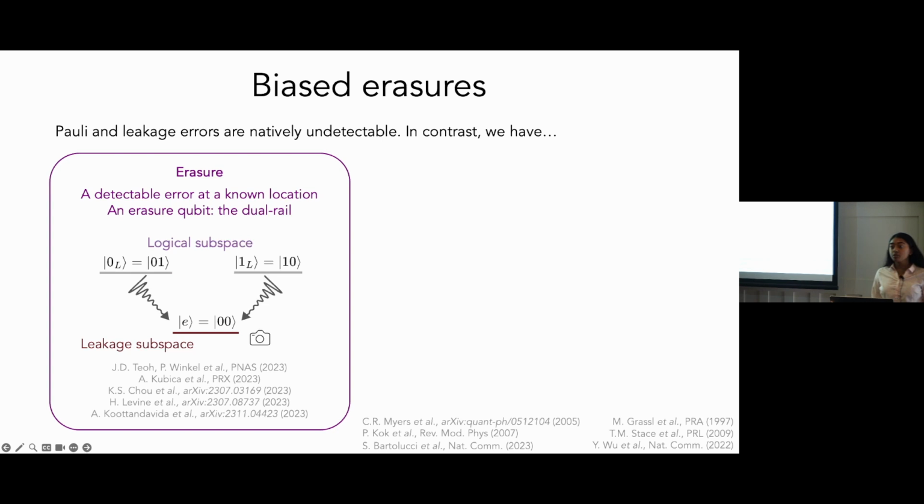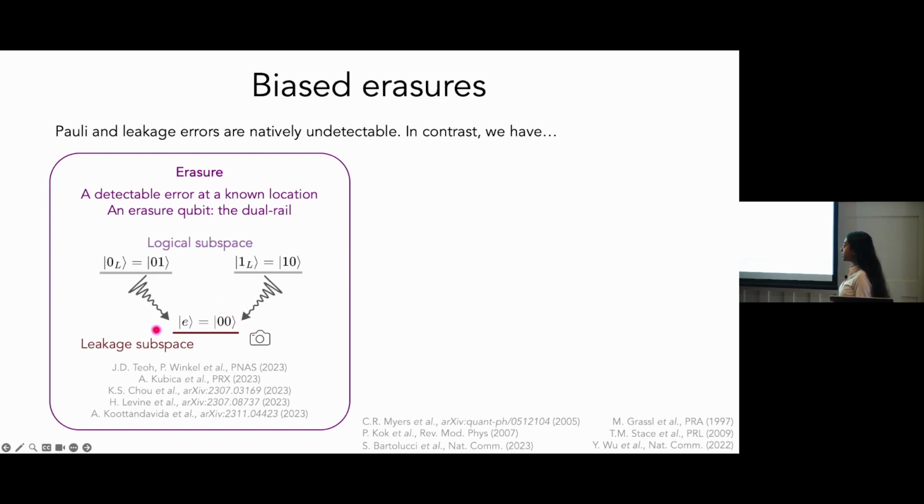This encoding has been well known in photonics for many years, and recently it's gathered a lot of attention in circuit QED. So your logical subspace experiences the dominant error, which is photon loss. This means that the photon that is in one of these two modes decays out of the mode, and you're left with vacuum in both cavities.